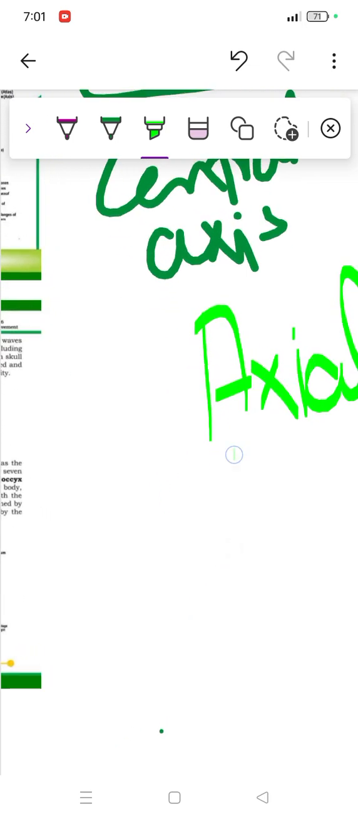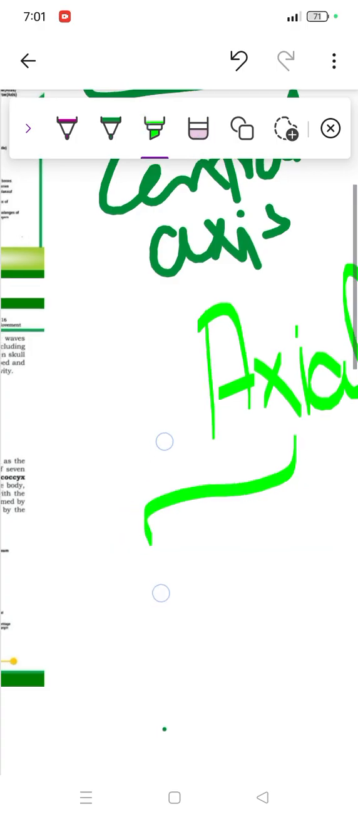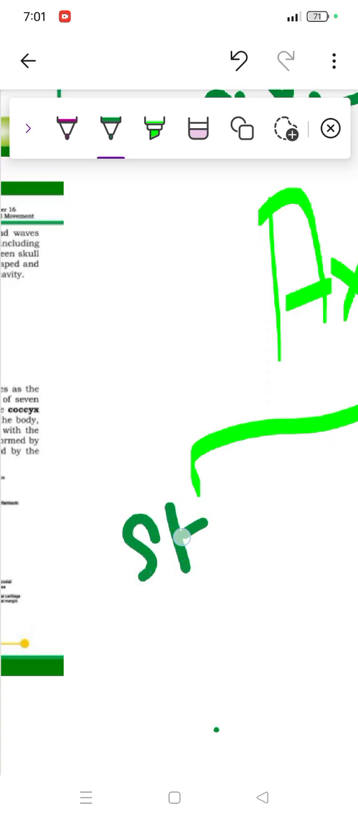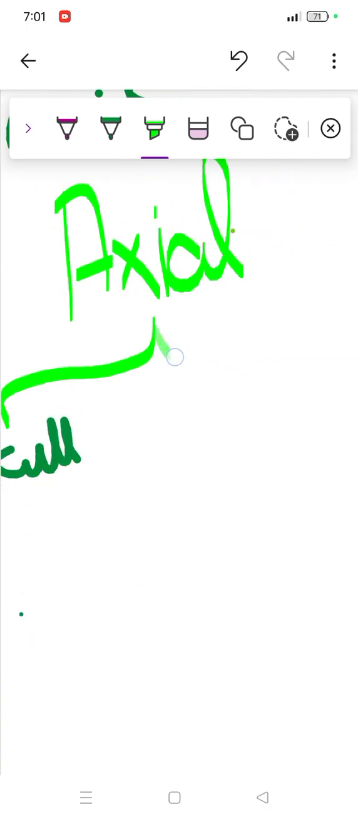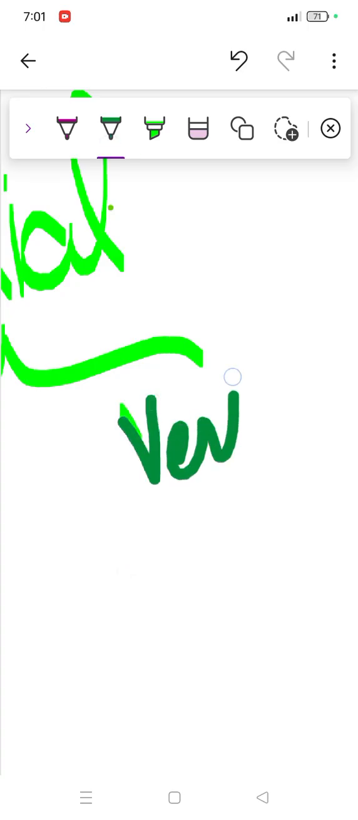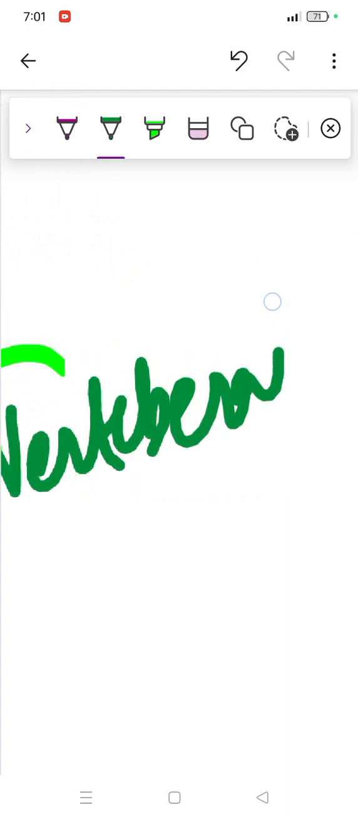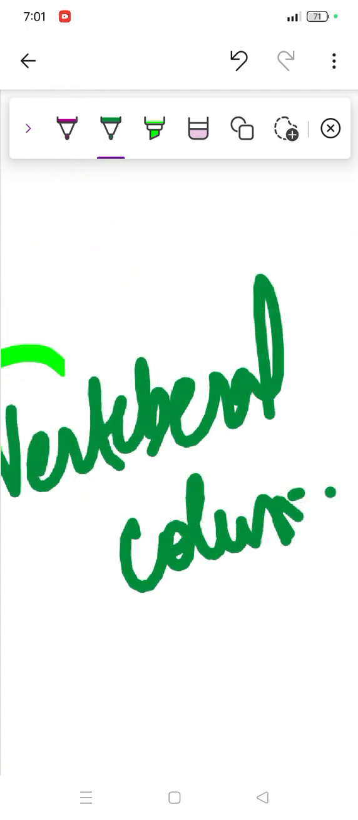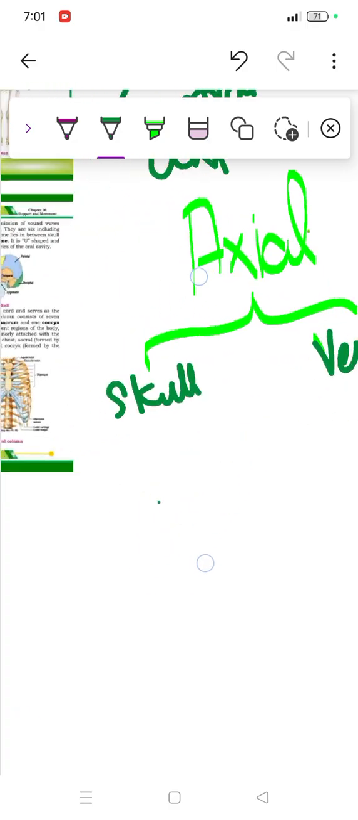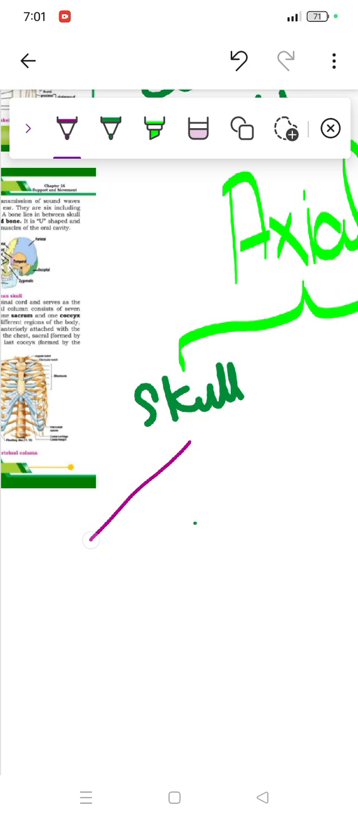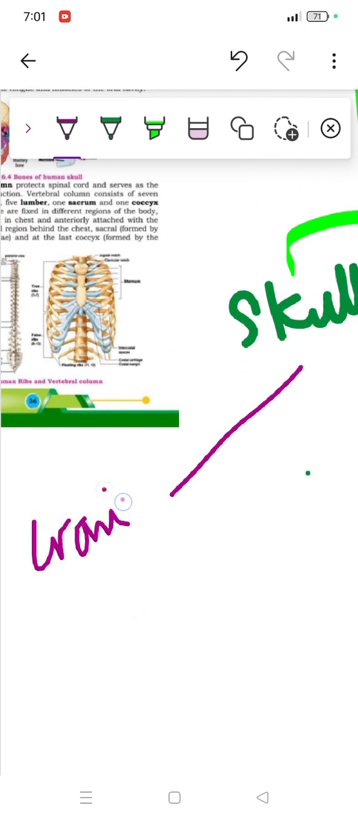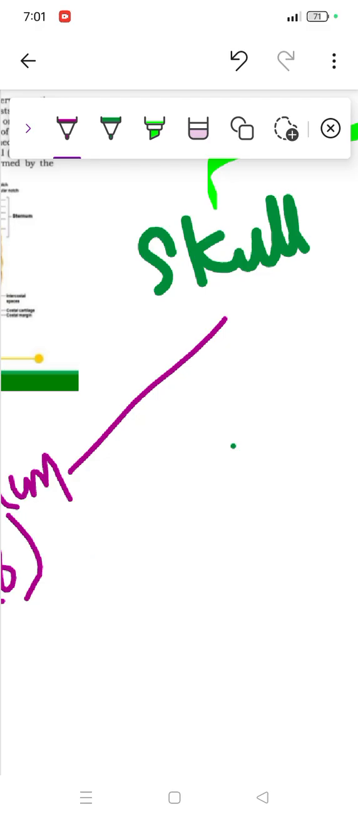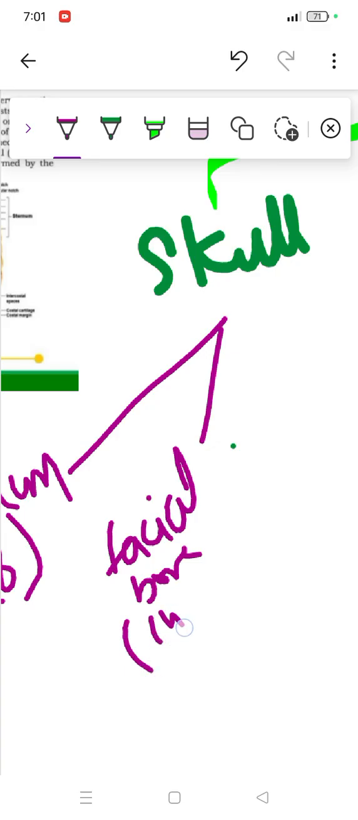the axial skeleton is divided into two more structures. The first one is the skull, and the second one is the vertebral column. So let's check it out. In the skull we have different bones. Like what? We have the cranium, which is 8 in number. Then we have facial bones, which are around 14. Then we have ear bones.